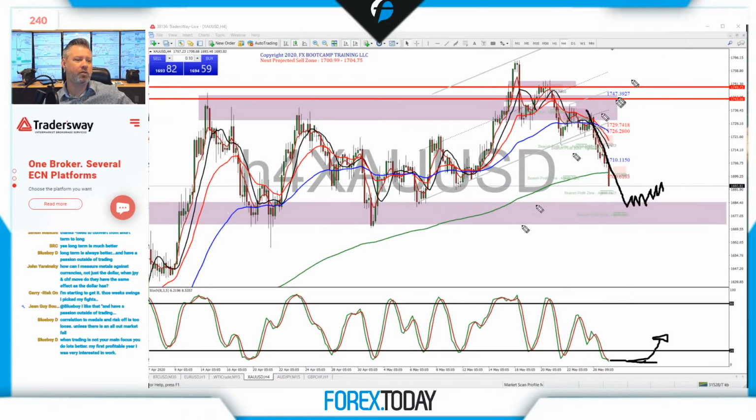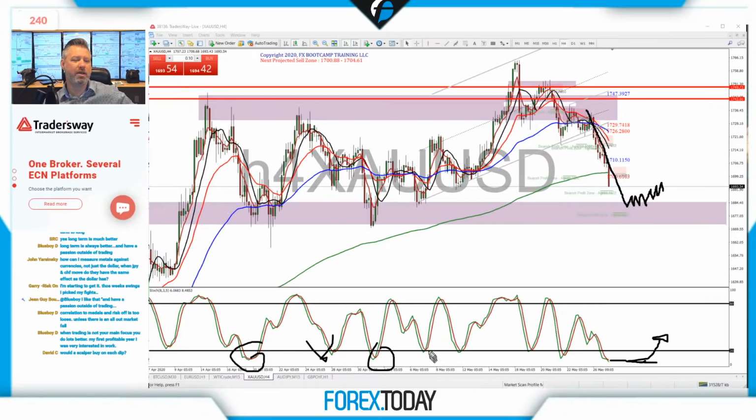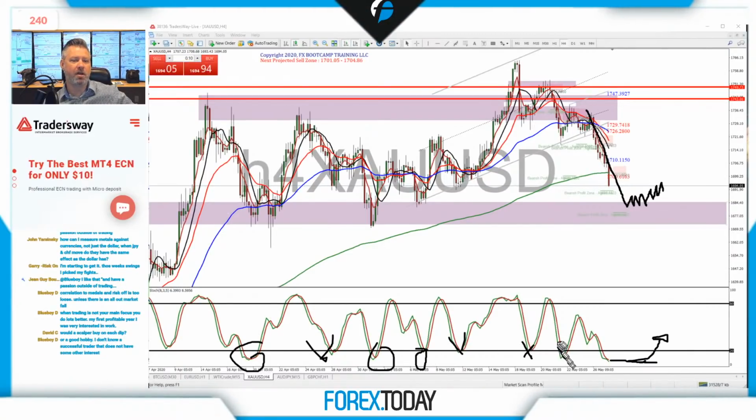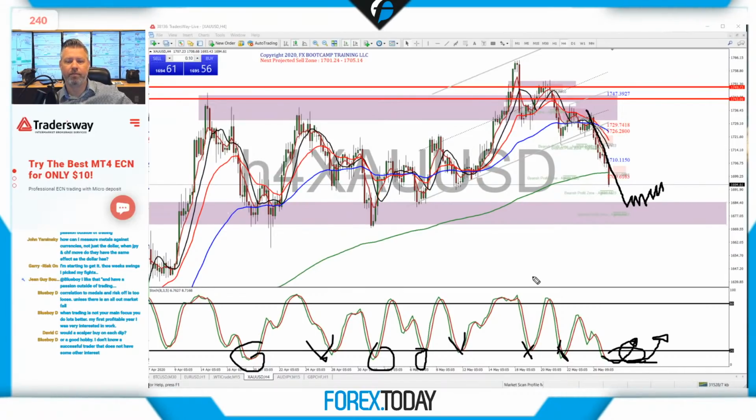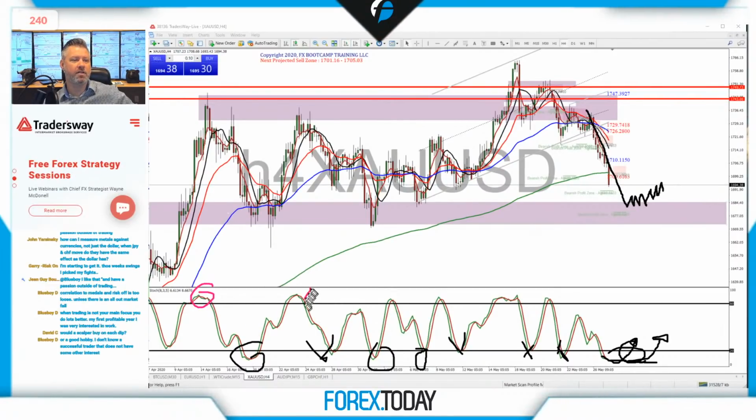By the way, let's go through this. This is a buy. This is not a buy. This is a buy. This is a pretty pissy buy. This is not a buy. This is not a buy. This is not a buy. This might be a buy. So you have to know how to use your oscillators. This is a sell. This is a sell. This is not a sell. This is not a sell. This is a sell. This is a sell. This is not a sell. This is not a sell.